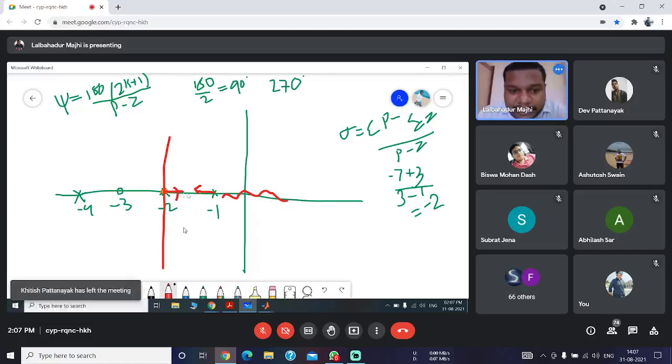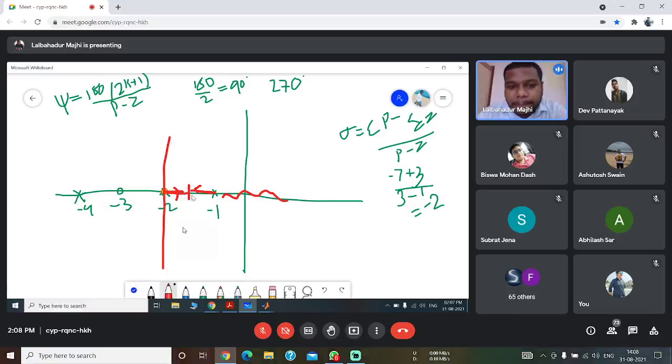So you can see they will meet at some point, right? These branches will meet at some point. So we have to determine at which point they meet, or you can say the breakaway point. And how is the breakaway point calculated? By putting dk by ds equal to 0. We have to see at which point they will break away. So it will be dk by ds equal to 0. We have to then solve for the value of s.